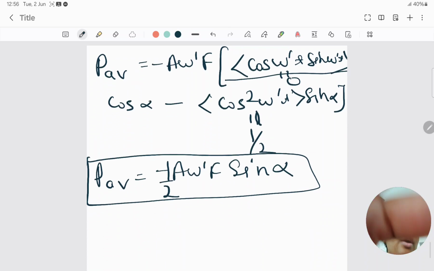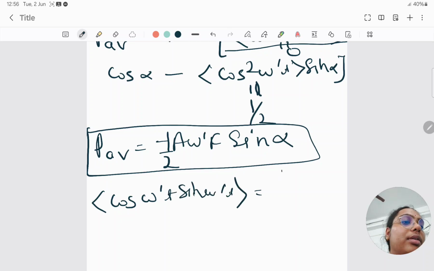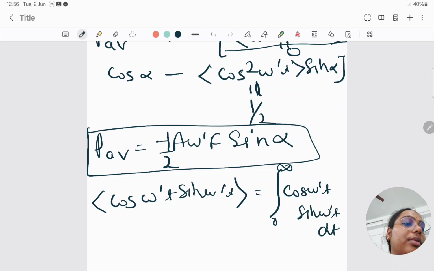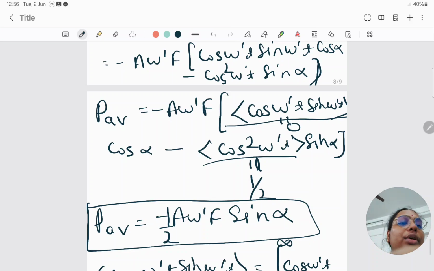This is how you will calculate this average. I will just give you a hint. Just take the integral from 0 to infinity of omega dash dt. Okay, and similarly for getting the average of the other term, similar things you will do.